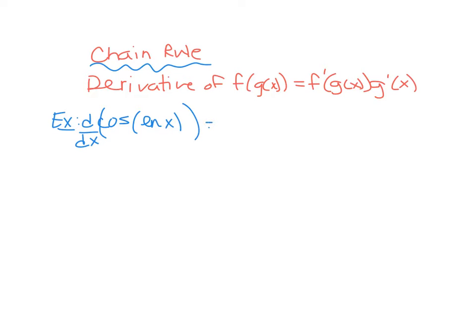So to find the derivative of that, I'm going to do the derivative of the outer part, which is my cosine. Derivative of cosine is negative sine. When I do that, I am going to keep the ln of x the same. But then I have to multiply that by the derivative of the inside, which is ln x. So that gives me 1 over x. So my answer for this would be negative sine ln x all over x.